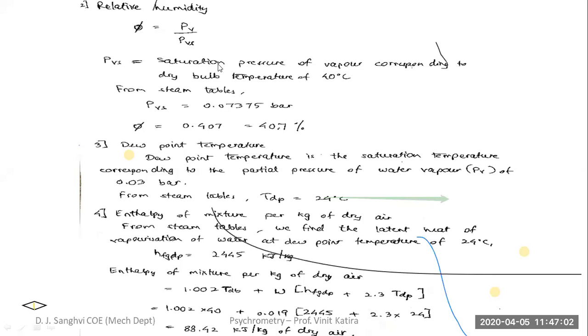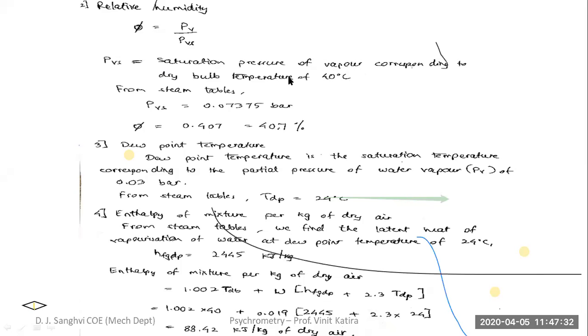Previous statement about PVS? Okay, PVS means what? It is the partial pressure of saturated air, the partial pressure of vapor corresponding to the dry bulb temperature, here given as 40 degrees. So the moisture holding capacity will depend on the dry bulb temperature. If the dry bulb temperature of the air becomes higher, that means the air can hold even more moisture.